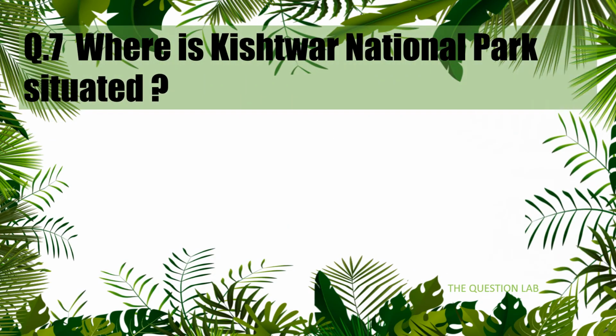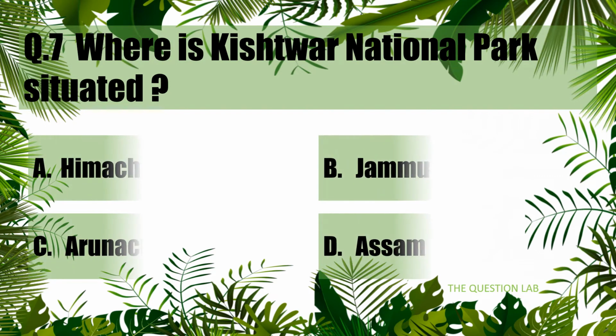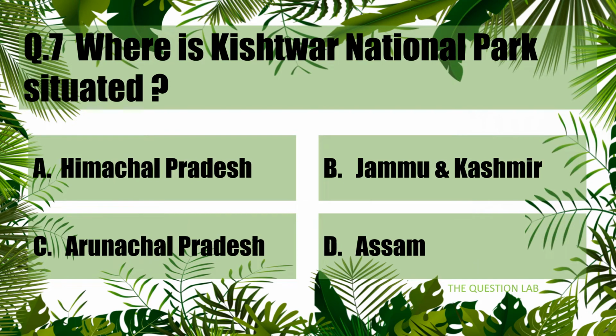Question number 7. Where is Kishtwar National Park situated? Options are. The correct answer is option number B, Jammu and Kashmir.